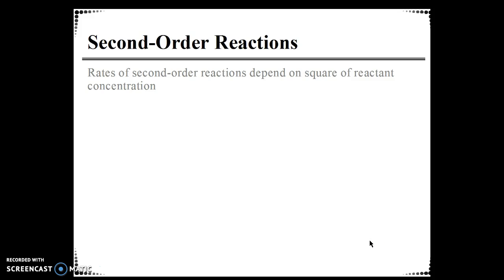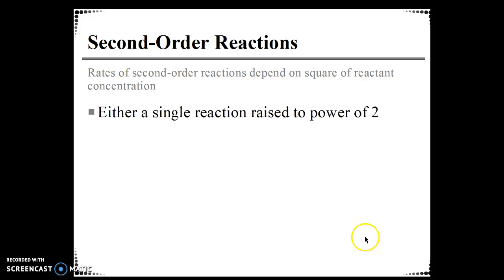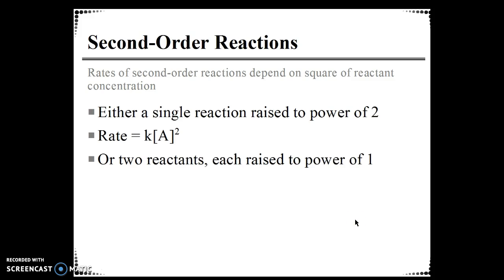In a second-order reaction, the rate depends on the square of the reactant concentration. Either a single reactant raised to the power of 2, in which case the rate is some constant times the square of the concentration of that reactant, or two reactants each raised to the power of 1. So in this case we have a second order reaction, but it's first order in A and first order in B.